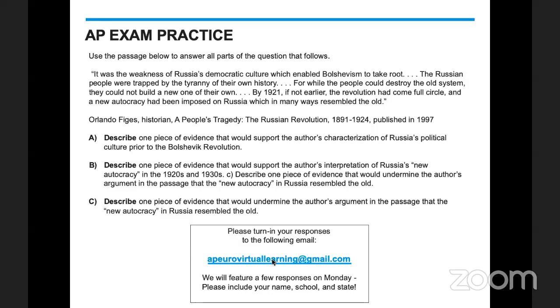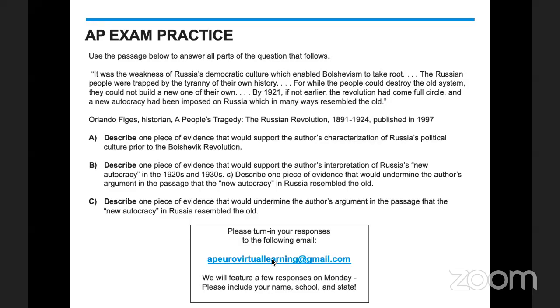It was the weakness of Russia's democratic culture which enabled Bolshevism to take root. The Russian people were trapped by the tyranny of their own history. For while the people could destroy the old system, they could not build a new one of their own. By 1921, if not earlier, the revolution had come full circle, and a new autocracy had been imposed on Russia, which in many ways resembled the old. All right, so this is from A People's Tragedy: The Russian Revolution, published in 1997. So this is a secondary source, a historian's look at an event from the past.